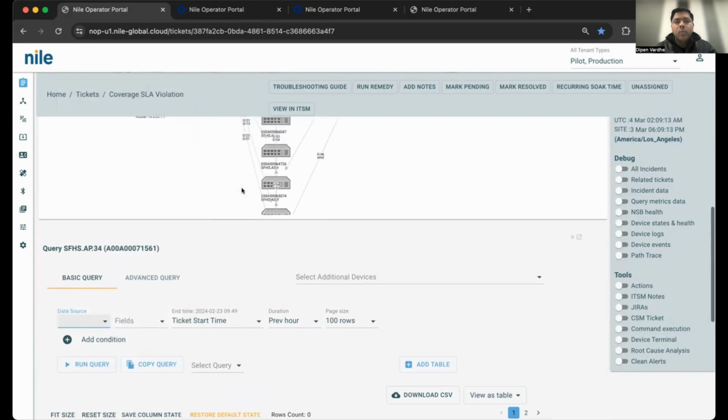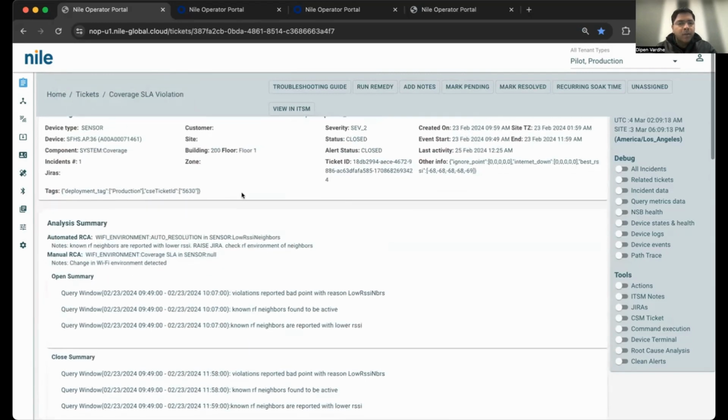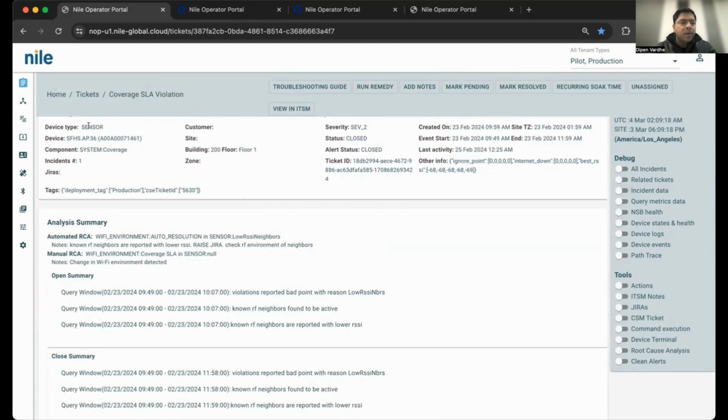That said, let's go back to what this incident was about. As you can see, this incident was about a coverage SLA violation. So this particular customer on this particular floor, the sensors seem to be reporting low RSSI neighbors. This is the outside-in view that I was alluding to earlier. Not only that, as you can see, this ticket was automatically analyzed by the software, and it detected that the cause is most likely the Wi-Fi environment. Let's look at the things it checked for.